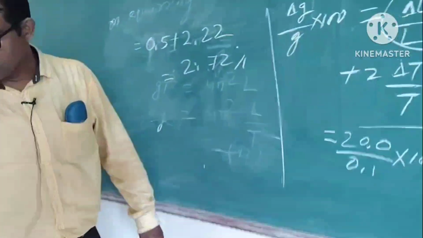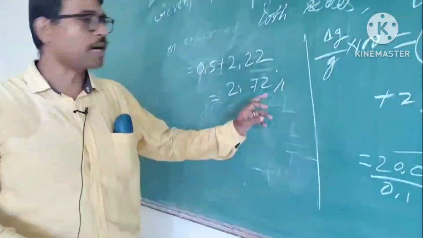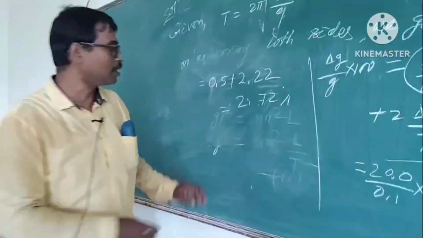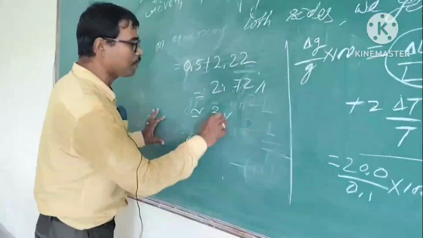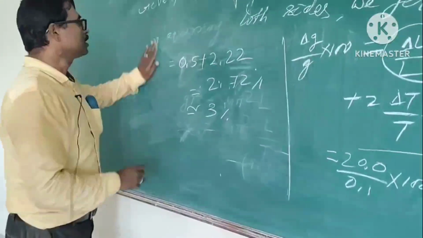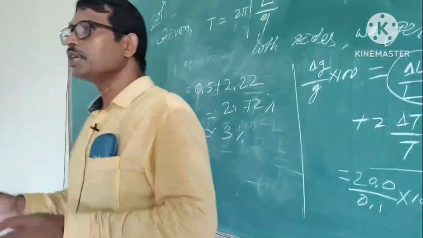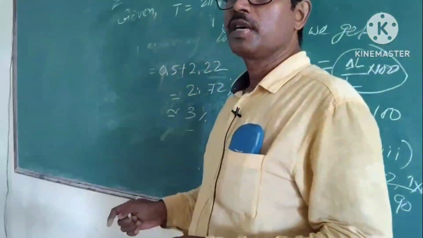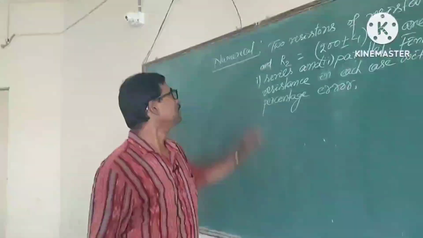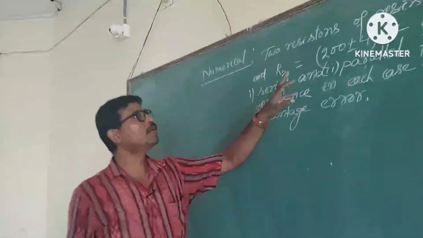2.72%. So if you do the round up that I have already taught, it becomes nearly equal to 3%. Okay, in this way you have to calculate the accuracy of the determination of small g. Okay, thank you. In this numerical, what is given?